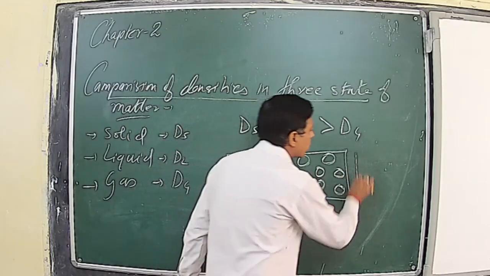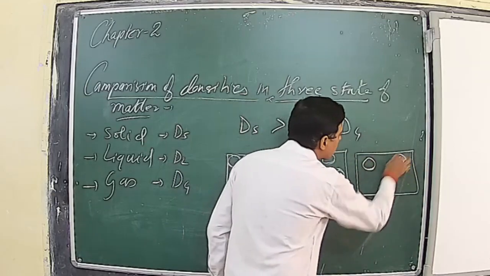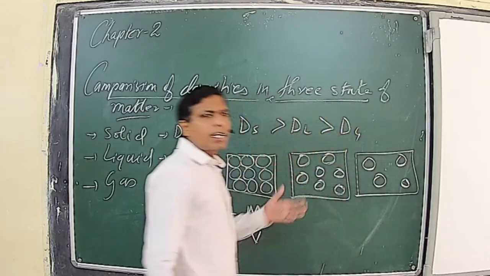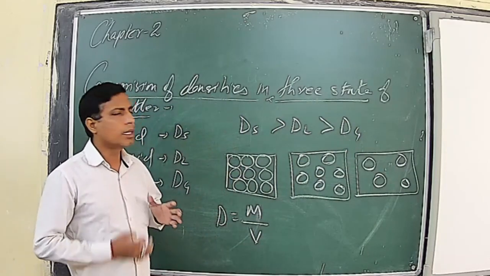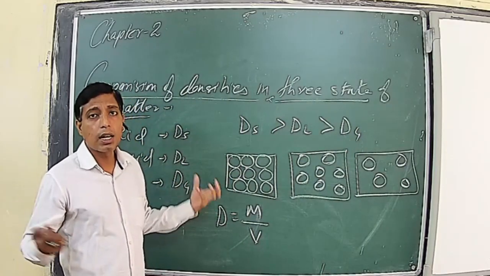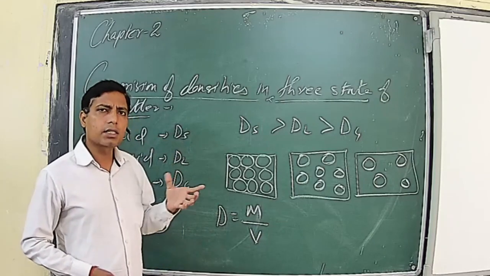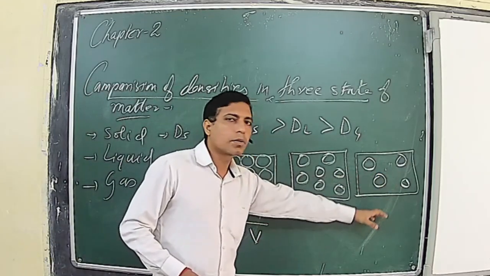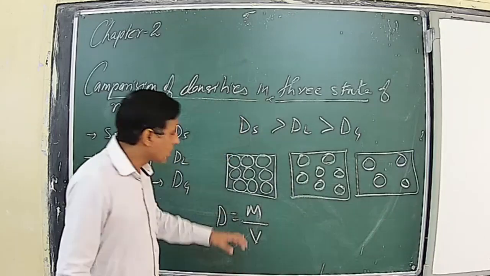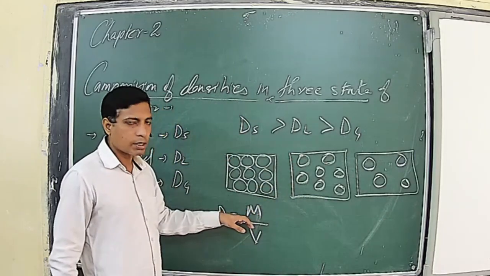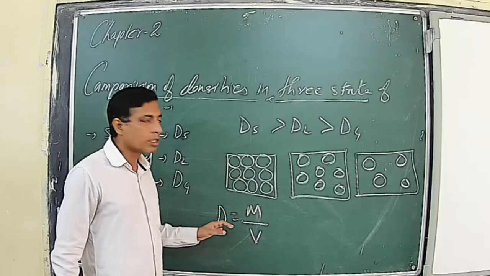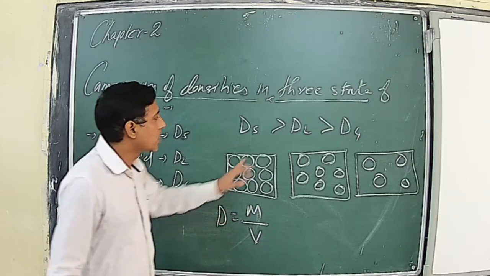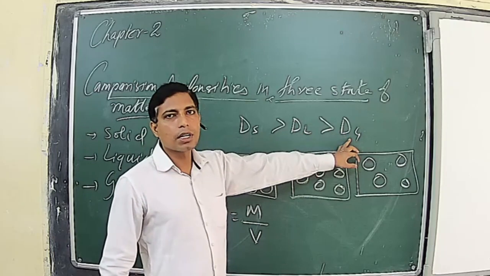And next is gases. In gases, the molecules are very loosely held. The intermolecular force of attraction is almost negligible, and the intermolecular spacing is extremely large. So as a result, very less number of molecules are present in a given volume. So lesser is the number of molecules, lesser is the mass, and volume is the same. So lesser is this ratio, and this ratio is called what? Density. So the density of gases is minimum for a given volume.